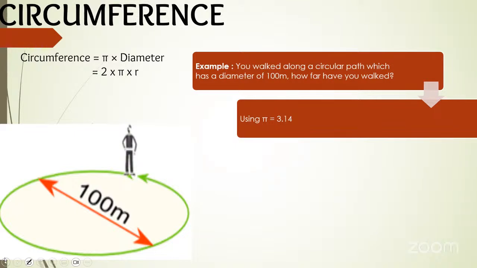So if you look to the left of my screen, you'll see the circumference. And the formula that we have is pi times diameter. Can anyone explain how we get the 2 times pi times r down the bottom? How do we go from pi times diameter to 2 times pi times r? Who can explain that to me?